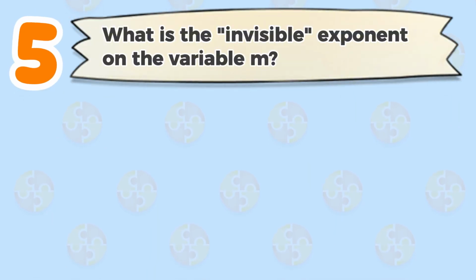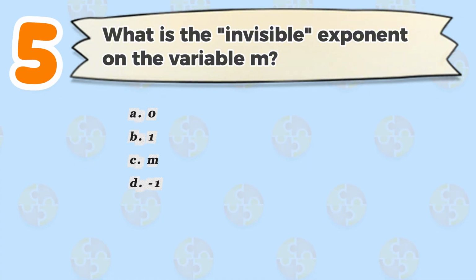Question number 5. What is the invisible exponent on the variable m? The choices are A. 0, B. 1, C. m, D. -1.